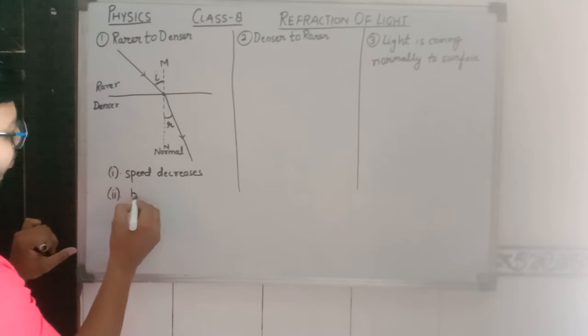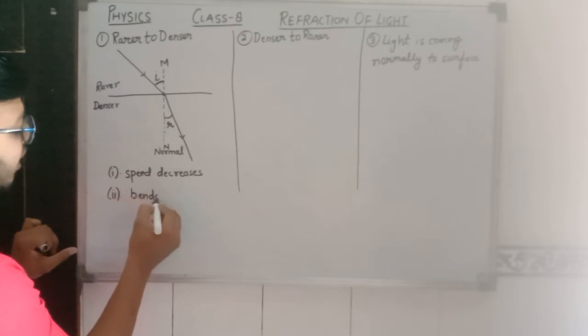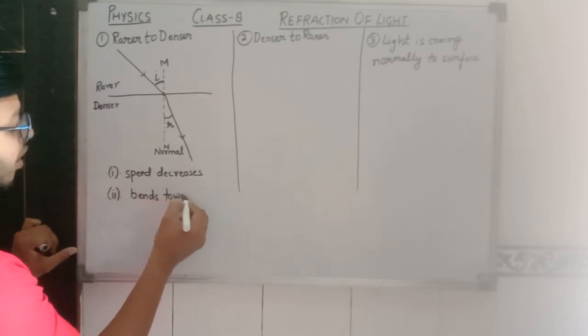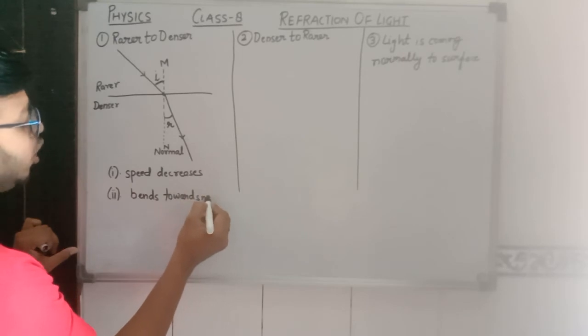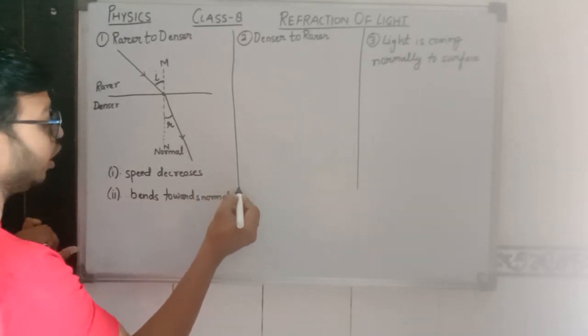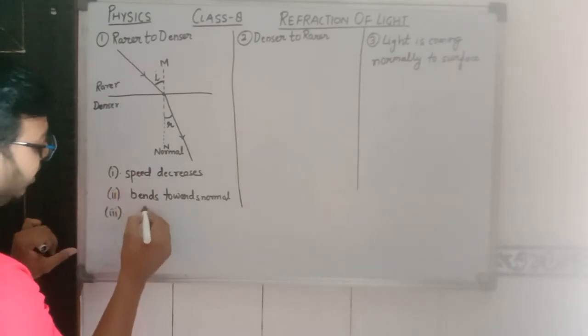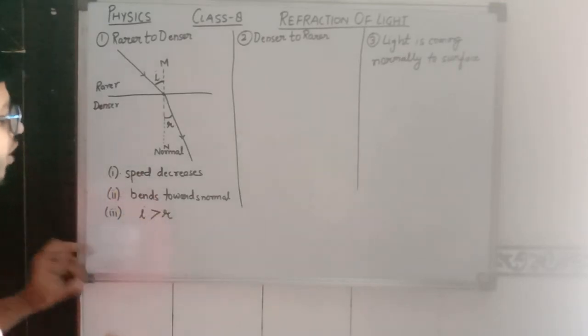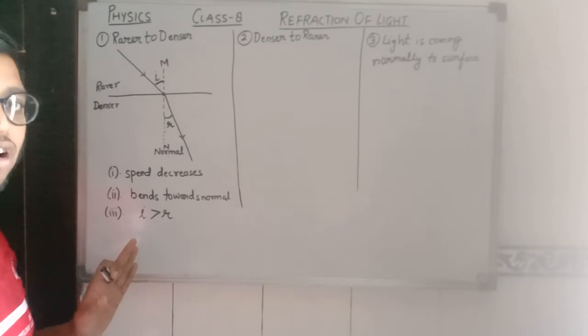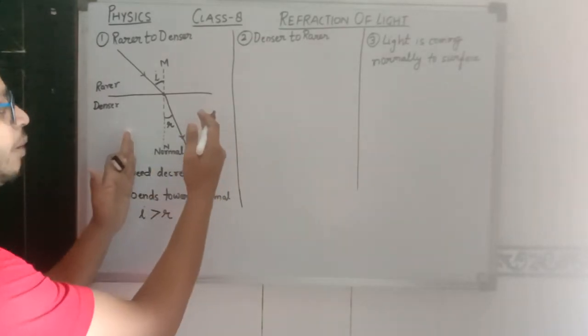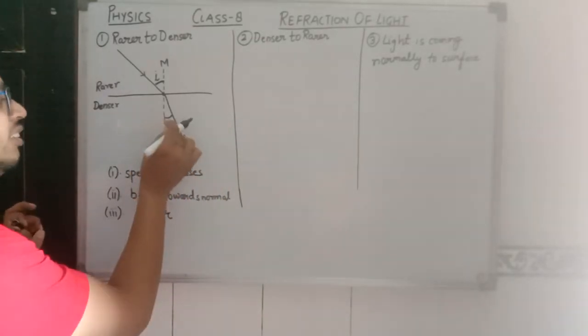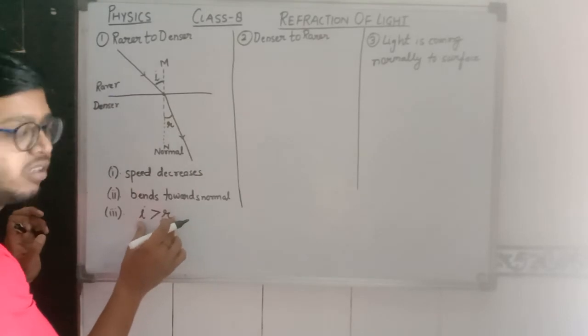The second result is that the light ray bends towards the normal. The light ray is coming close to the normal. The third result is about the angles. In this case, the angle of incidence is greater than the angle of refraction because the light ray is coming closer to the normal, so this angle is coming less.